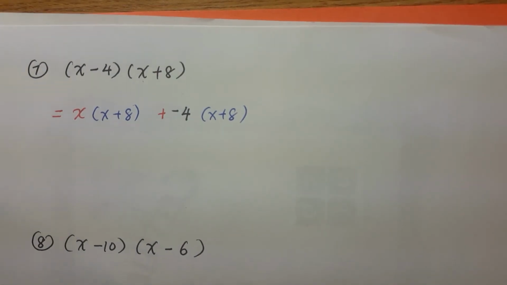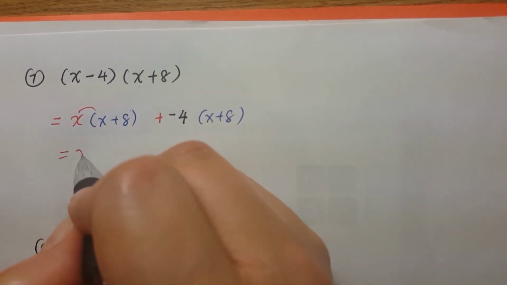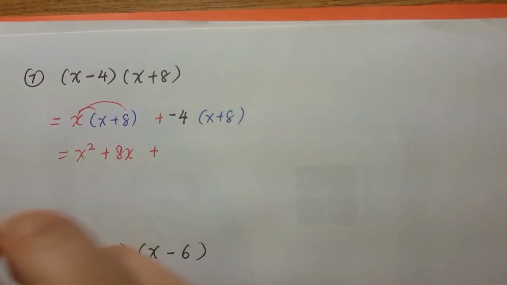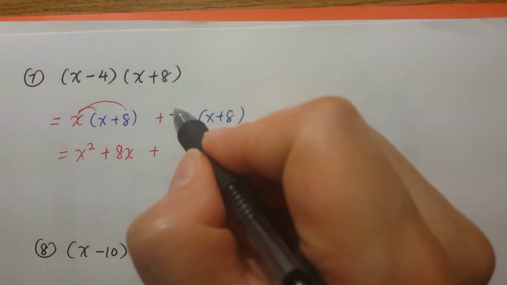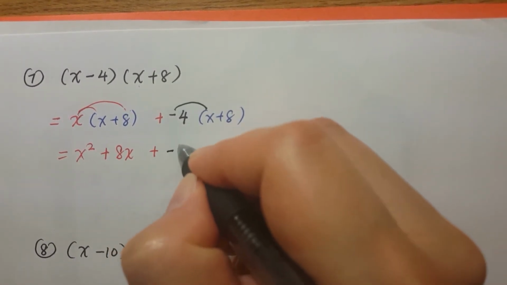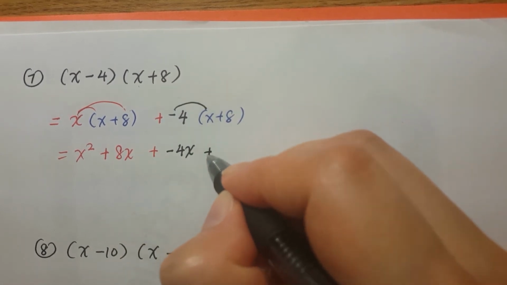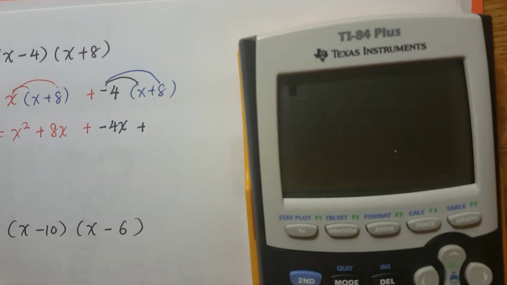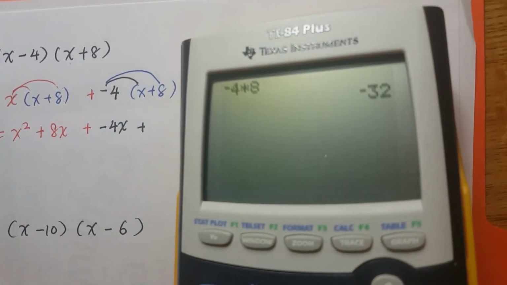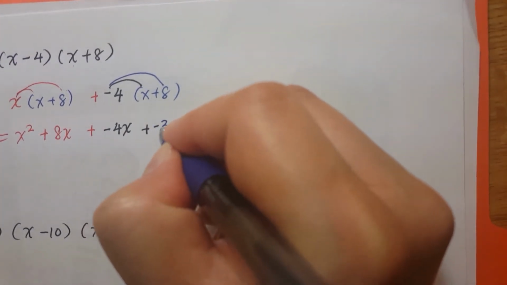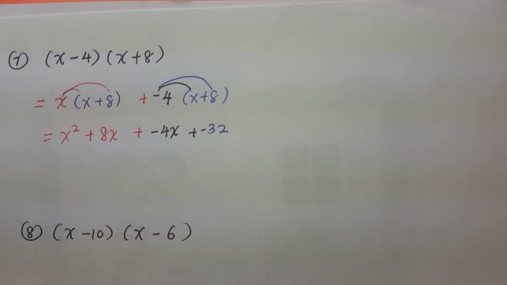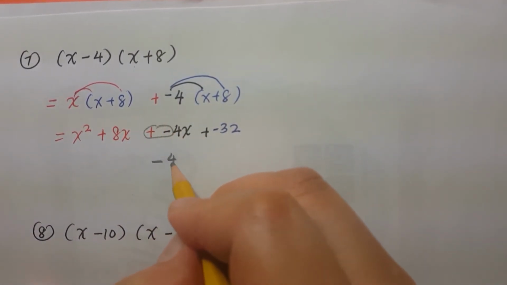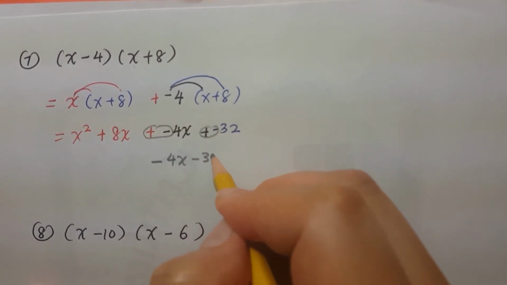Now we're going to use distributive property to multiply each. X times x is x squared plus sign. X times 8 is 8x. And you have a plus sign. Now we're going to do negative 4 times x. We get negative 4x. And then plus sign. And then you get negative 4 times 8. So we're going to use our calculator. Negative 4 times 8. So we're going to have negative 32. Now we're going to combine the sign. This turned into minus 4x. This turned into minus 32.